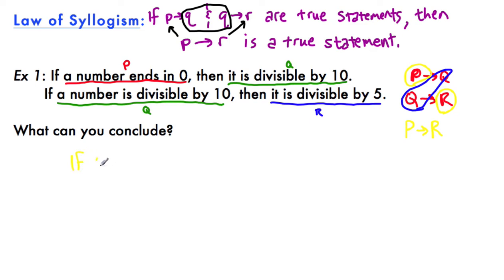If a number ends in 0, then, and then our R statement says it is divisible by 5. Alright, so that's our conclusion. P implies R using the law of syllogism.